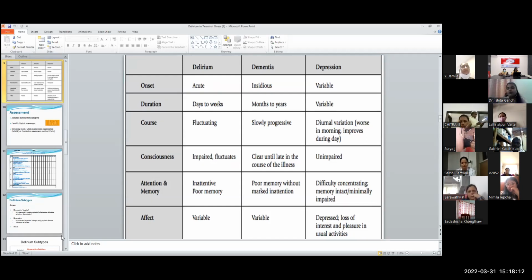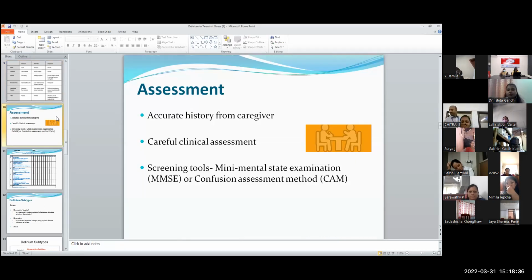Okay, so there might be overlapping symptoms, but there are also marked differences. And these differences should be kept in mind to understand delirium better. Now, when I have been repeatedly saying that we need to understand delirium, we need to diagnose delirium, but for diagnosing delirium, one very important step is assessment. We need to assess delirium. We need to screen our patients for delirium.